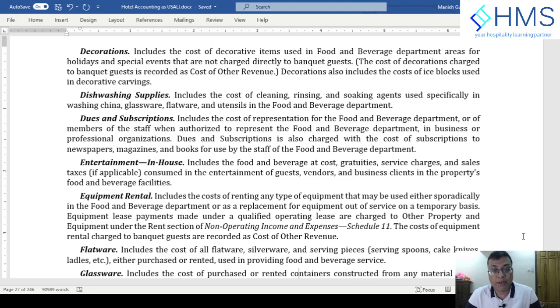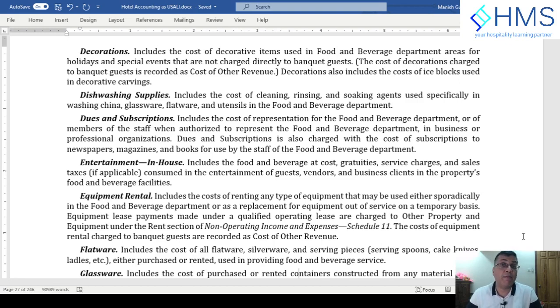Then you have equipment rental. The F&B department may be borrowing equipment on a temporary basis. For example, maybe borrowing tables for a specific day when you are out of them. You may be borrowing any other equipment, maybe vacuum cleaners, maybe a car, or any other services that you need to provide on a temporary basis. Then the cost of those items will be charged to equipment rental.